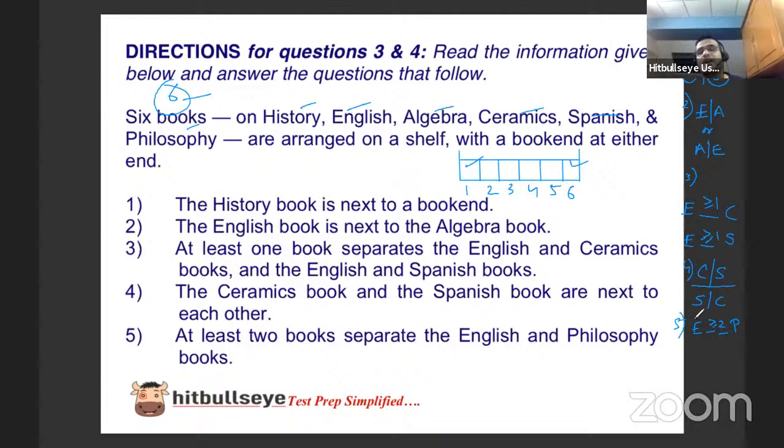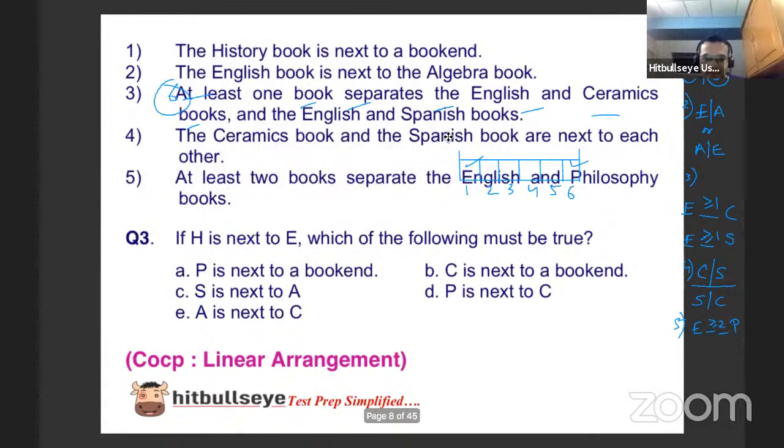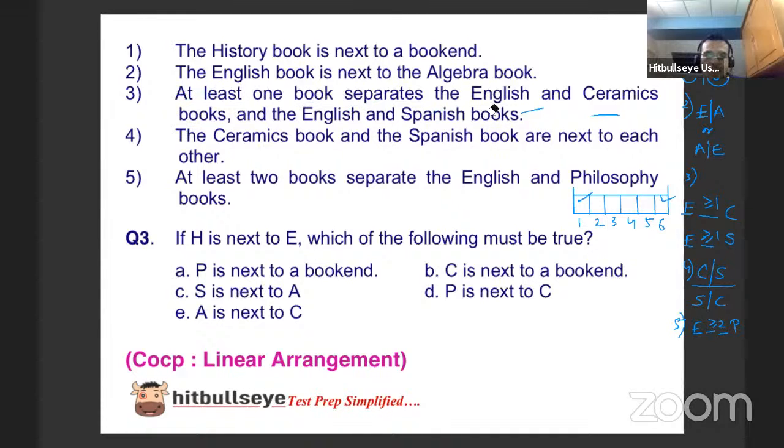ये हमारे पास conditions दी हुई हैं इस case study के लिए, right? इस particular AR के question के लिए, right? So let's go to the questions and now check what is possible to be found. इसको हम remove कर लेते हैं अगर कर सकते हैं तो. ठीक है जी. So what we are trying to solve here is कि ये हमारी conditions आ गई. अब बताइए what is the right answer? If H is next to E, which of the following must be true?